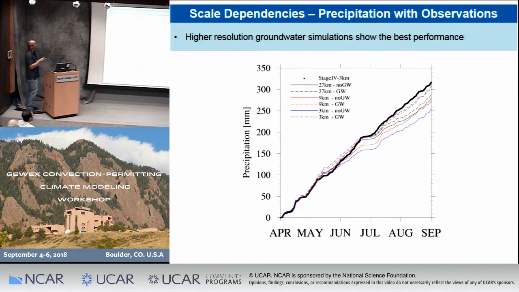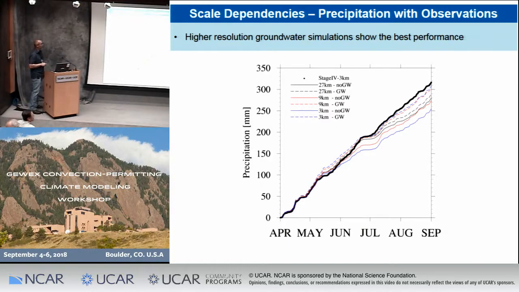So what are the observations? Well, lucky for me, since I made these plots yesterday, the stage 4 precipitation accumulated here shows that the results with the groundwater and the higher resolution actually perform better relative to these stage 4 observations.